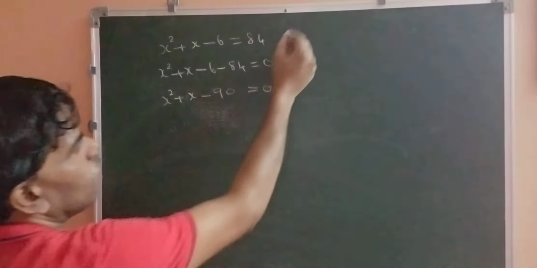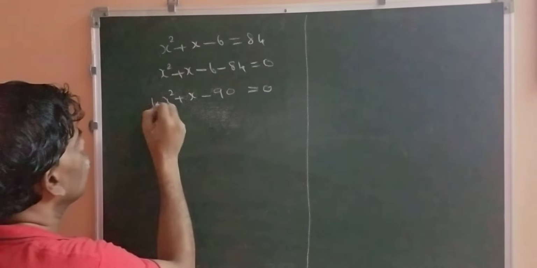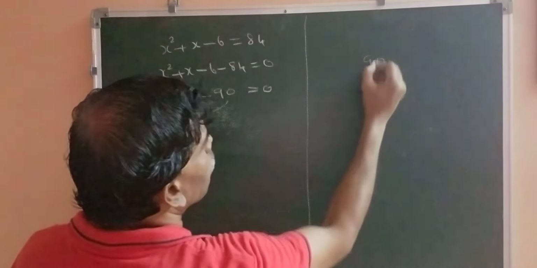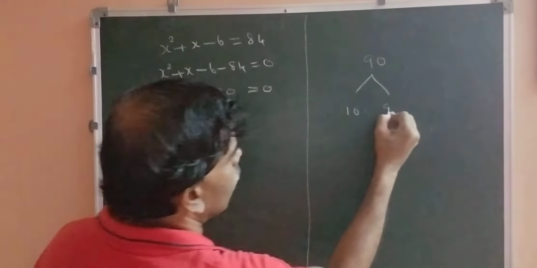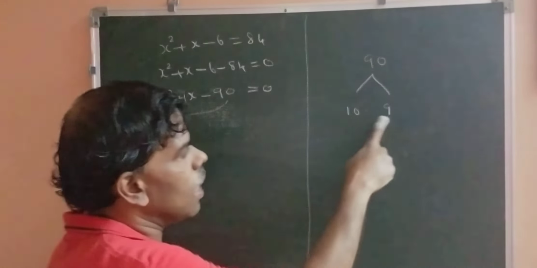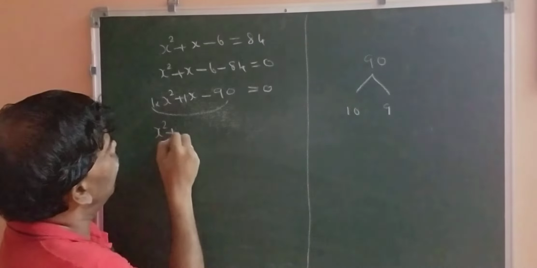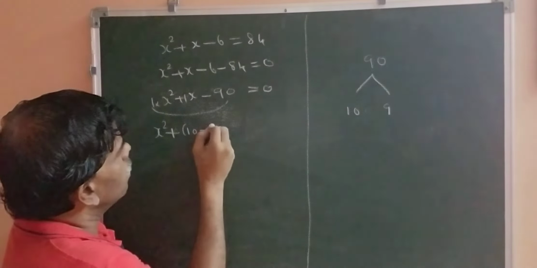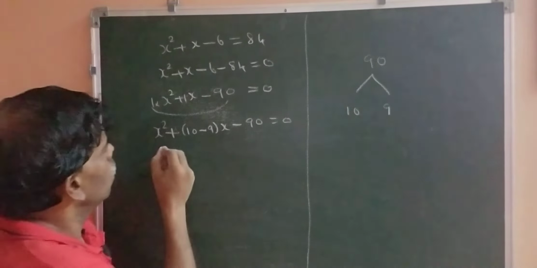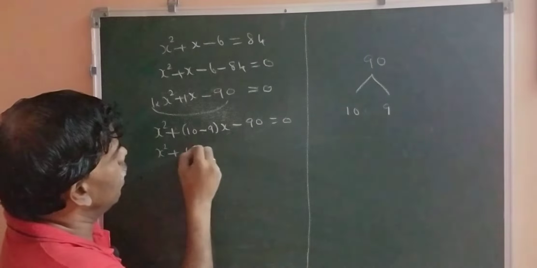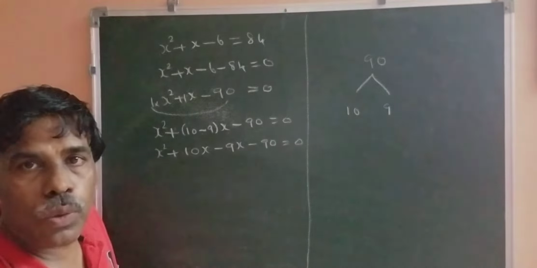So I hope here we will use factorization method. So what should I get? 90. And here, what is there? 1, 10 and 9. If you subtract 9 from 10, you will get 1. So factors are 10 and 9. So I will write here x square plus 10x minus 9x minus 90 is equal to 0.